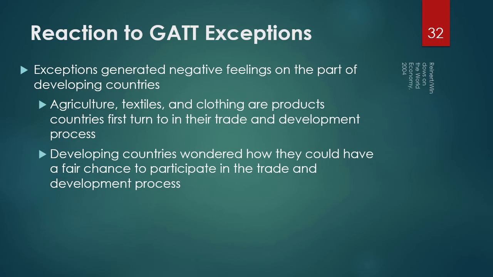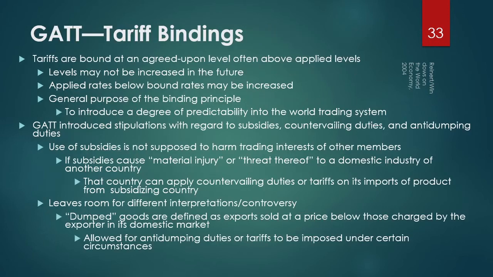Unsurprisingly, there are strong reactions to these GATT exemptions. Exceptions generated negative feelings on the part of developing countries. Agriculture, textiles, and clothing are products countries first turn to in their trade and development process because developing countries rely on agriculture, textiles, and clothing as the basis for their domestic production. Developing countries then wondered how they could have a fair chance to participate in the trade and development process when the United States and the EU were given such exemptions in agriculture, textiles, and clothing.